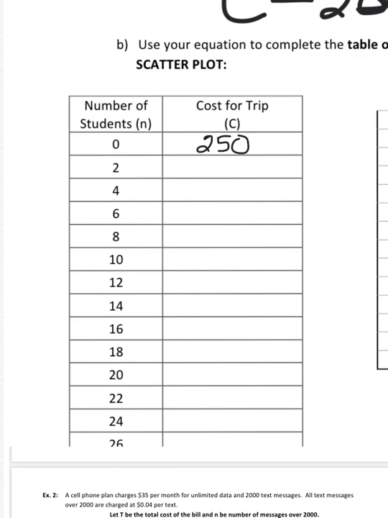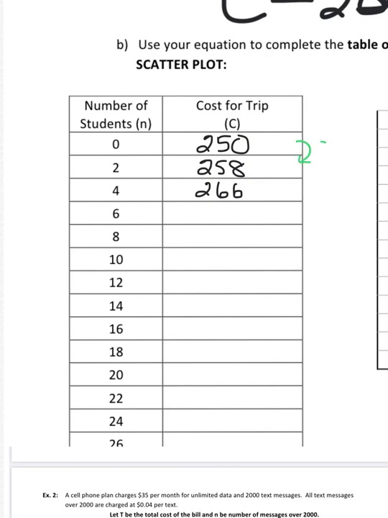I didn't put in if 1 student, but I put for 2 students. So if 1 student is $4 and 2 students would be $8, so this would be $258. I didn't put 3, but I did choose 4, so I'm going up by 2s here. So 3 kids would be $4 more, which would be $262, but then we had $4 more, and that would be $266. So I'm just adding $8 every single time, if you can see that.